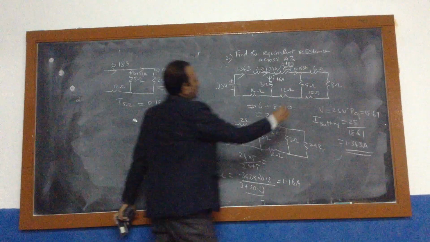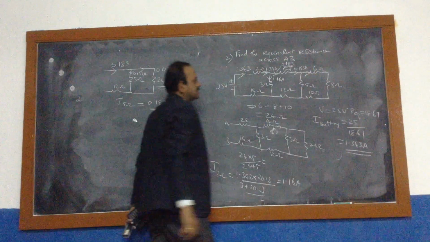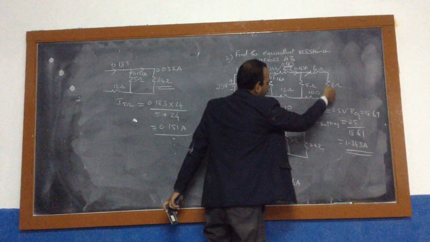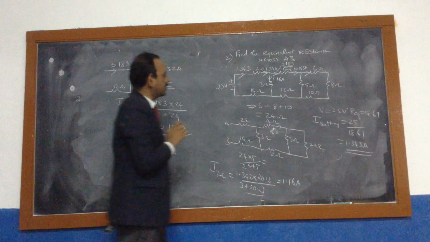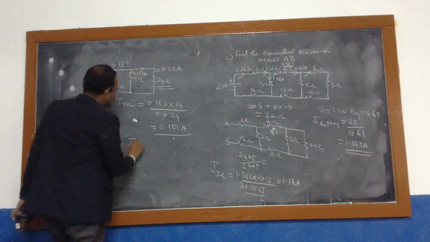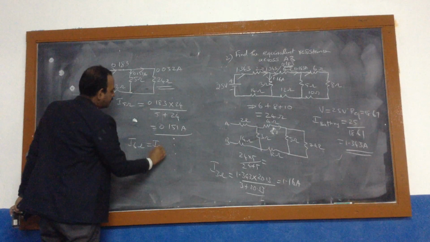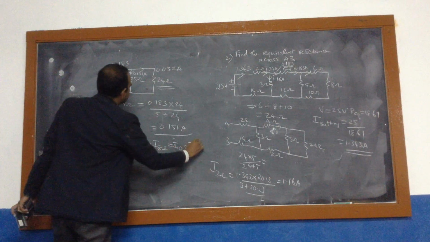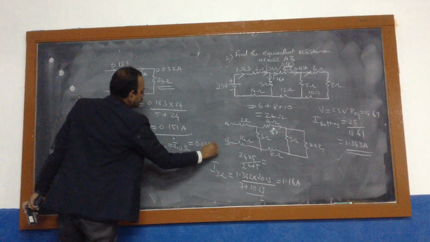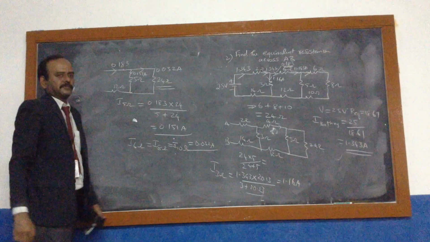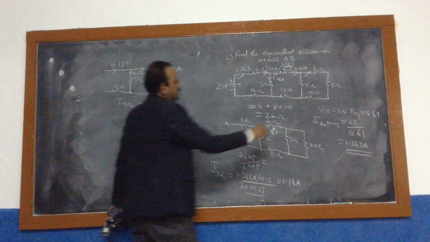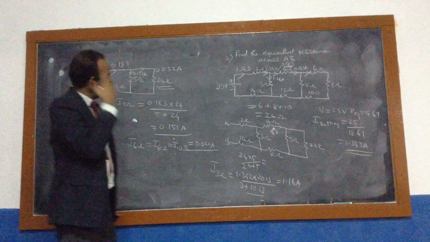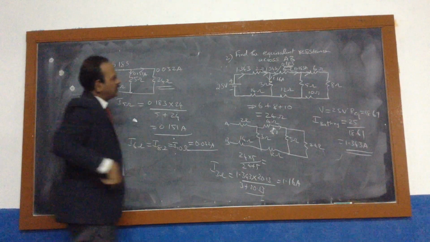So if they ask the current flowing through each resistance, this 0.032 is flowing through the 6 ohm, 8 ohm as well as the 10 ohm. So the current flowing through 6 ohm, as well as through 8 ohm, equals the current flowing through 10 ohm, nothing but 0.03. Why? Because all three are in series. So this will be 0.03.